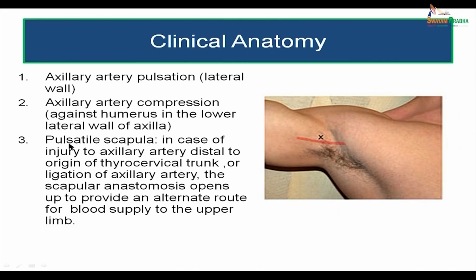We have a very interesting condition called as pulsatile scapula. In the case of an injury to the axillary artery distal to the origin of the thyrocervical trunk, or in the case the axillary artery has been tied or ligated, this scapular anastomosis opens up and provides an alternate route for the blood supply to the upper limb. In this condition, if we place our hand over the region of the scapula, we can feel a pulse over that region. That is why the word pulsatile scapula.